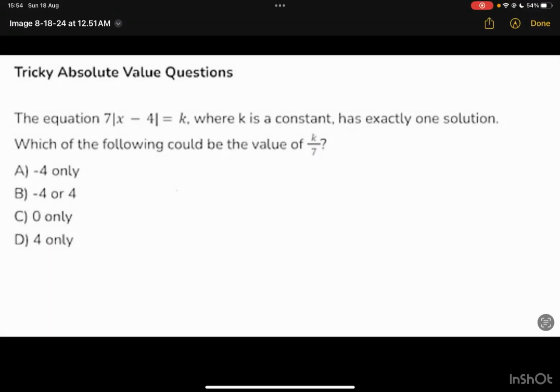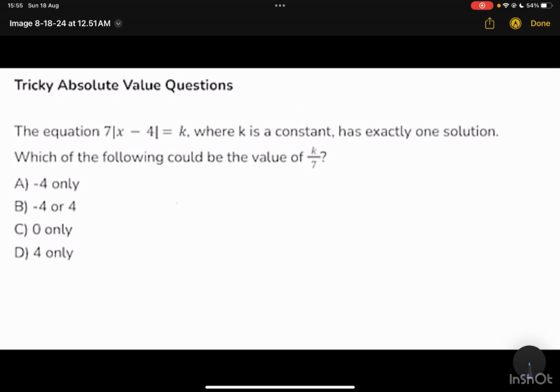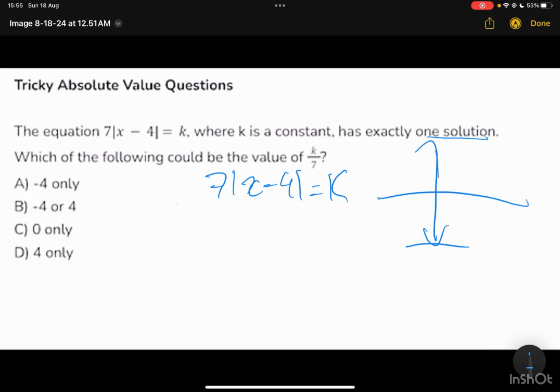Let's go on with another question. Tricky absolute value questions. So the equation 7 times the absolute value of x minus 4 equals k, where k is a constant, has exactly one solution. So one solution. Which of the following could be the value of k over 7? So we're going to write 7 times the absolute value of x minus 4 equals k. So the graph for the absolute value is going to look like this.